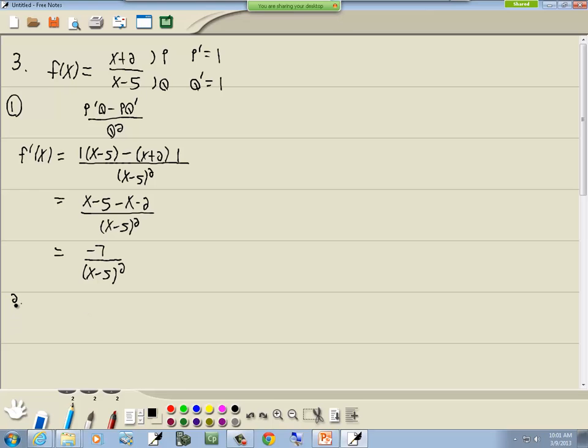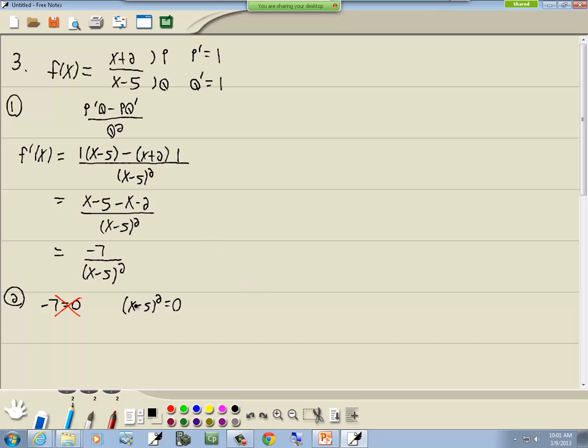Well, step 2. Set top equal to 0, set the bottom equal to 0. So we'll set negative 7 equal to 0, and we'll set the x minus 5 squared equal to 0. Remember, if you have a fraction, you set your top part equal to 0, set your bottom part equal to 0. Now, the negative 7 equal to 0, there is no variable to solve for here, so I can just cross that out. Actually, whenever you just have a single number, you never need to worry about setting that equal to 0, because it never goes anywhere.